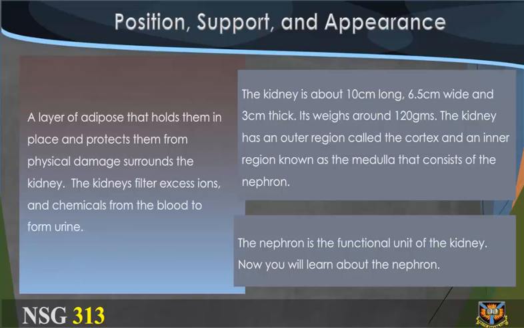The kidney is about 10 cm long, 6.5 cm wide, and 3 cm thick. The weight is around 120 grams. The kidney has an outer region called the cortex and an inner region known as the medulla that consists of the nephron. The nephron is the functional unit of the kidney. Now, you will learn about the nephron.